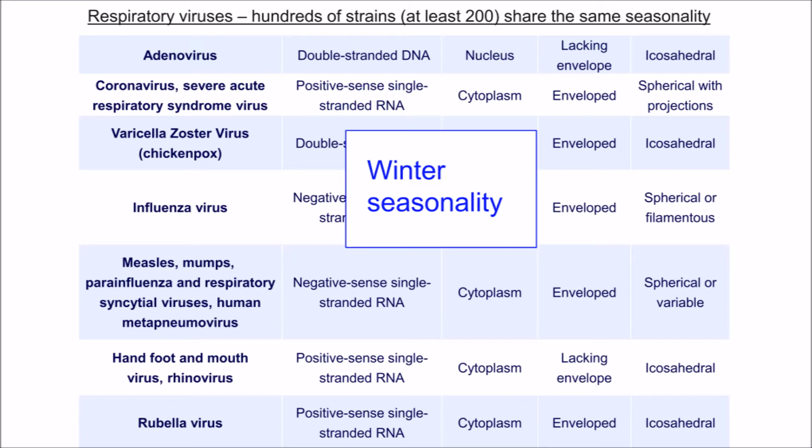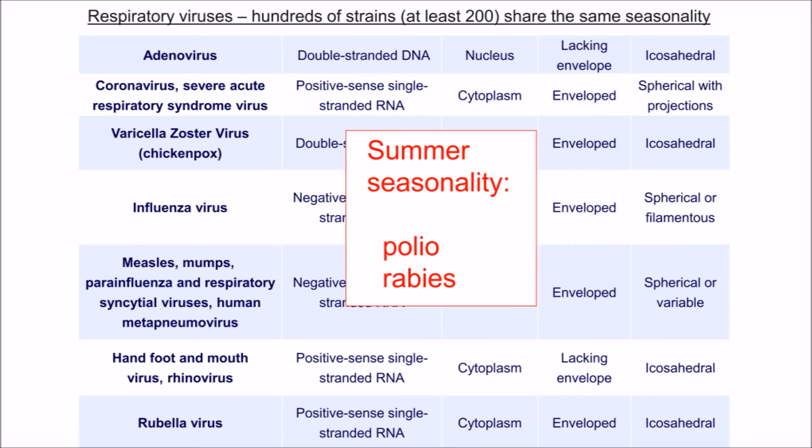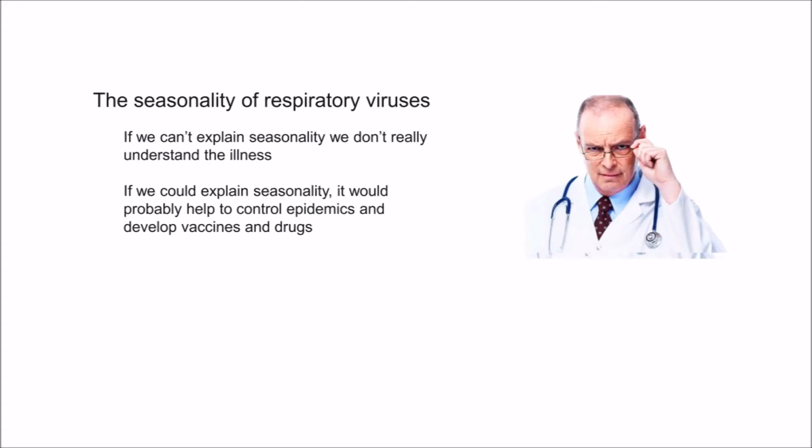Now, other viruses such as polio and rabies have summer seasonality, but they're not respiratory viruses. And in fact, the only exception that I know of is one particular respiratory virus, which isn't very common, called parainfluenza type 3, and it's more common in the warmer 6 months of the year. Now, there's really no good explanation for this seasonality, and I would maintain that if we can't explain seasonality, we don't really understand the illness. And if we could explain it, it would probably help to control epidemics and also develop vaccines and drugs for respiratory illnesses.